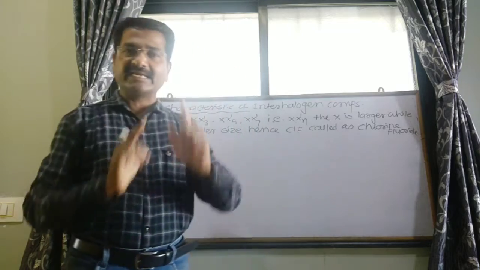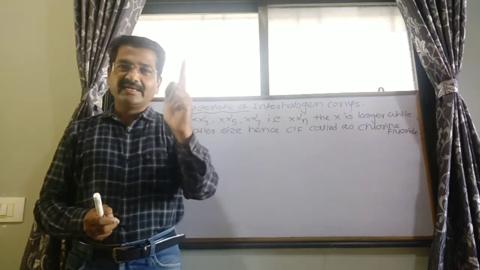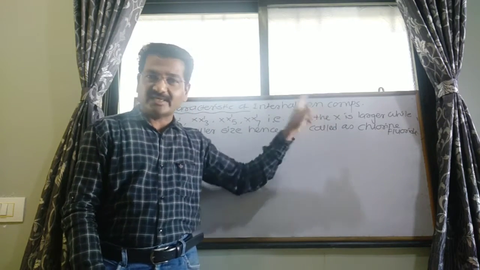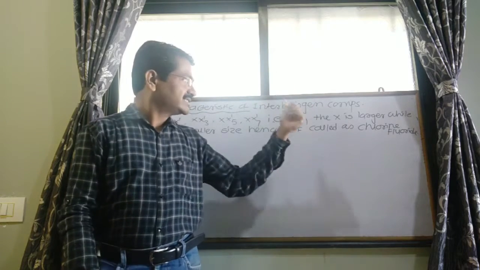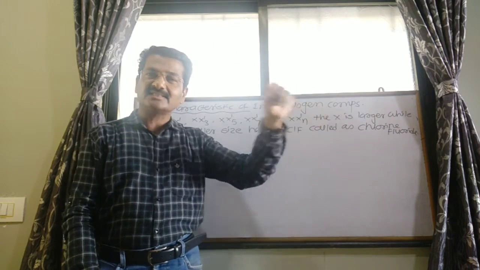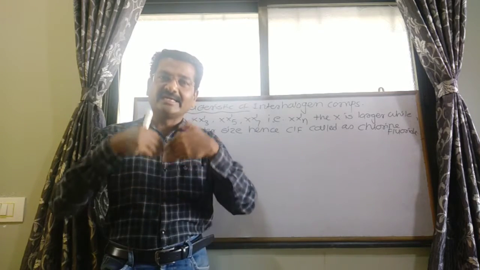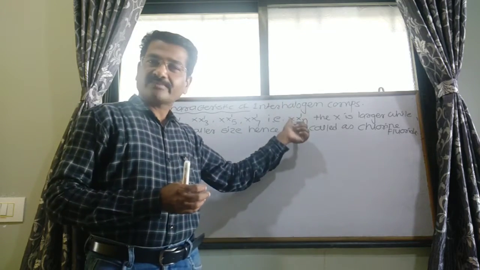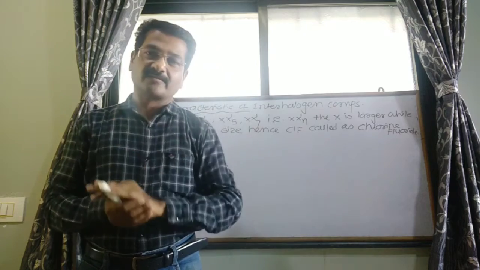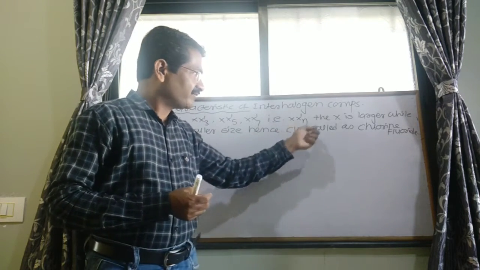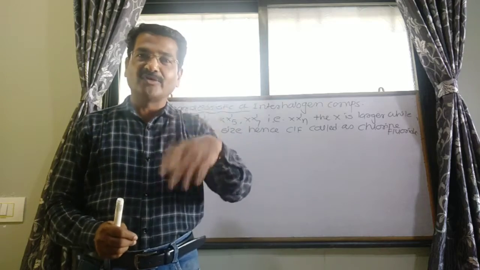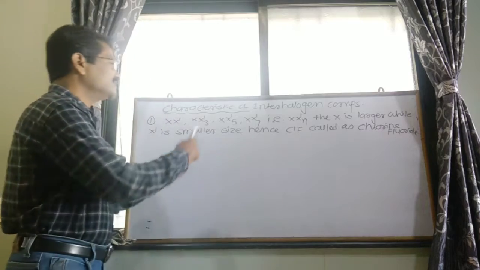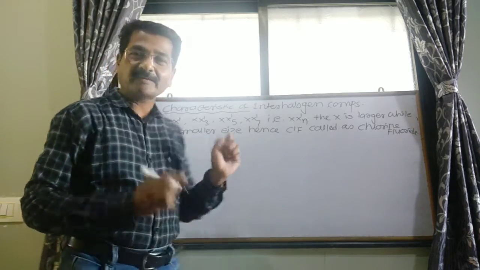So this is the first characteristic. See again. In interhalogen compounds XX'n, X is larger and X' is smaller. Whenever interhalogen compounds are named, the first indicates the larger and the second indicates the smaller. So for example, ClF is called chlorine fluoride, but not fluorine chloride. First take the parent and after that the other. So this is the first characteristic of interhalogen compounds.